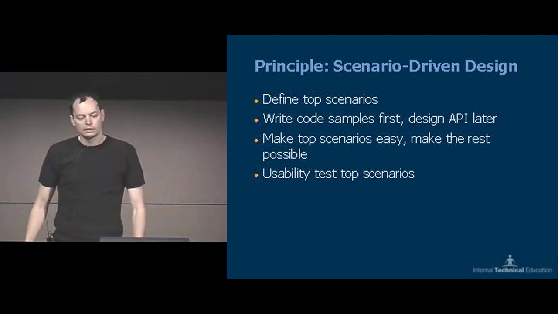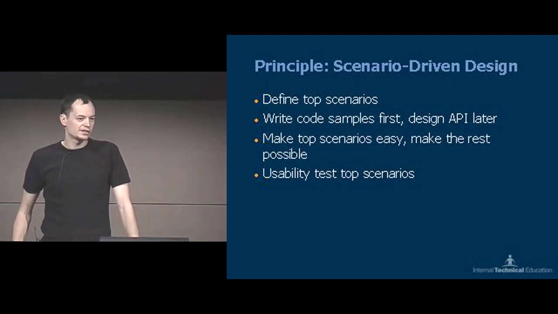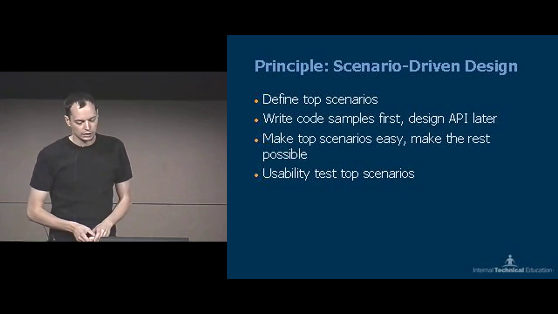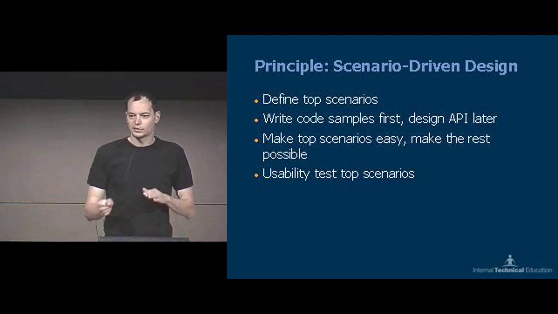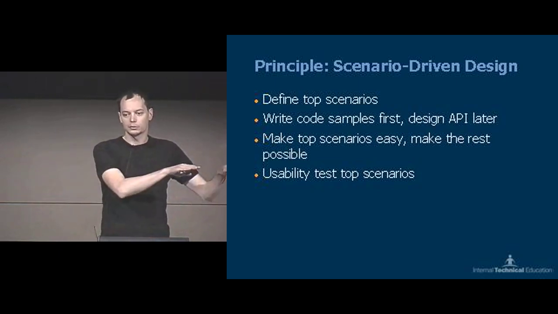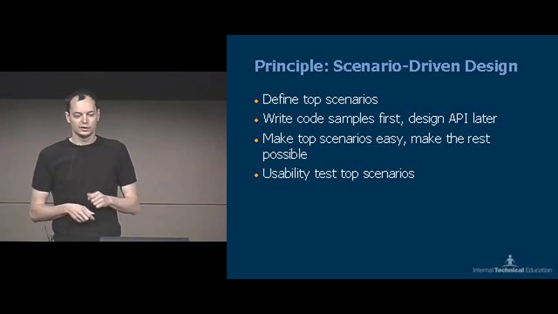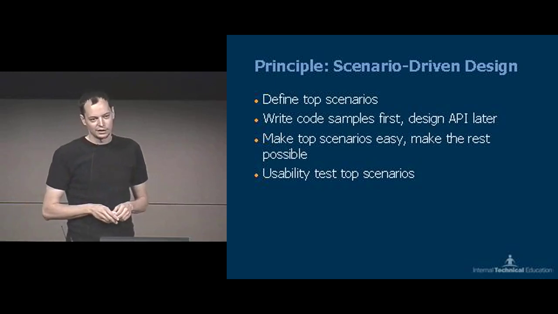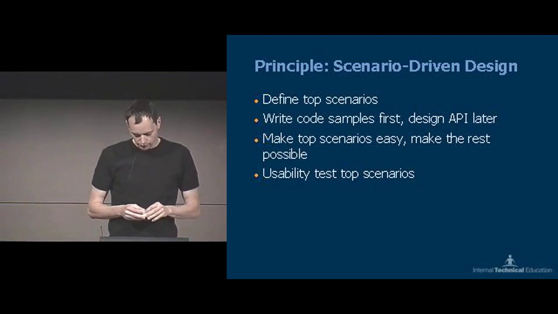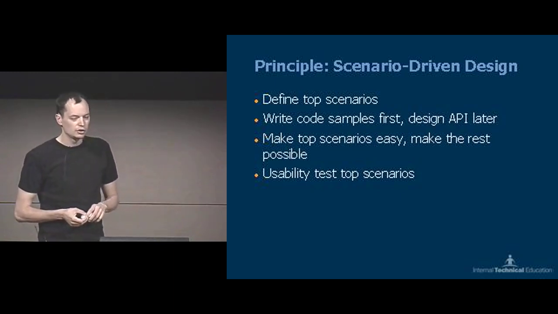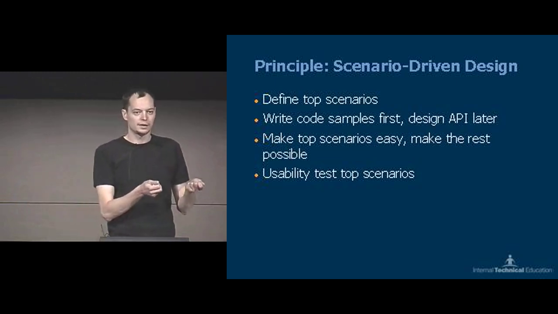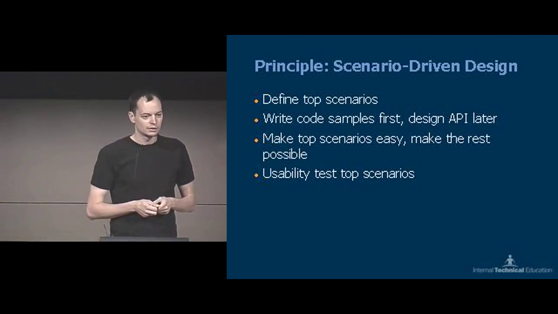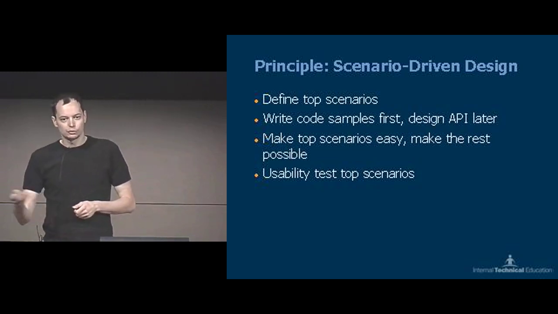And the second important part of scenario-driven design is that you have to actually then usability test the resulting object model. Sometimes the translation from the code samples to your object model may be lossy, so you may miss some important APIs. A good example is usually when you write sample code, you would write it in your language of choice. But then I would recommend that you do the usability study in a different language.